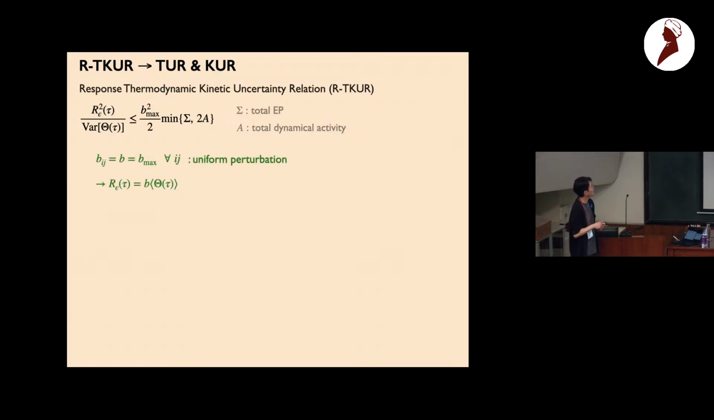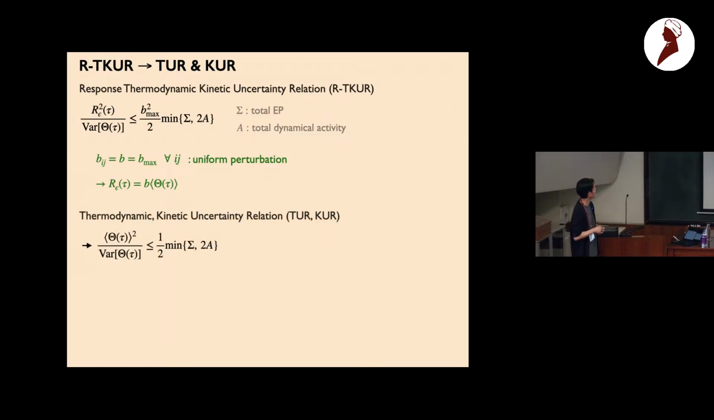Here I will consider uniform perturbation. The meaning of the uniform perturbation is that all B_ij are the same as B, so B max is also the same as B. Under this perturbation, we can show that the response to the perturbation epsilon can be written in this way: B times the mean value of the observable. Then if we plug this equation into this inequality, we can easily get this thermodynamic or kinetic uncertainty relation.